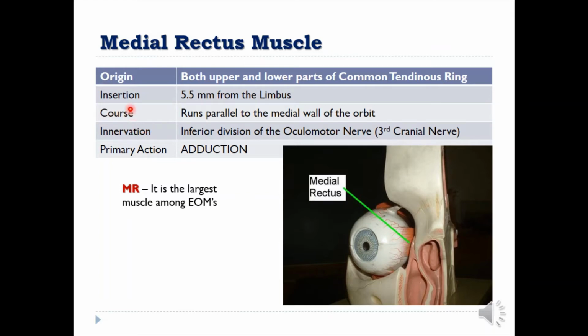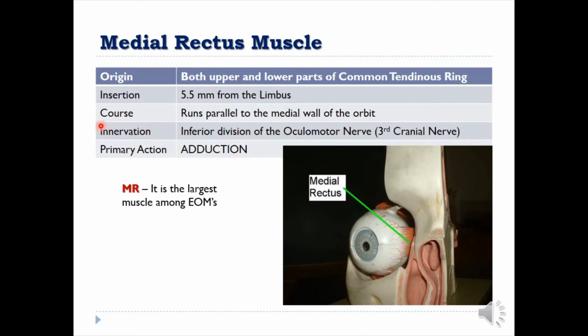How is the muscle traveling after taking the origin from the medial part of the common tendinous ring? It runs parallel to the medial wall. See how easy to remember? Superior rectus runs parallel to the roof, inferior rectus runs parallel to the floor, medial rectus runs parallel to the medial wall of the orbit.